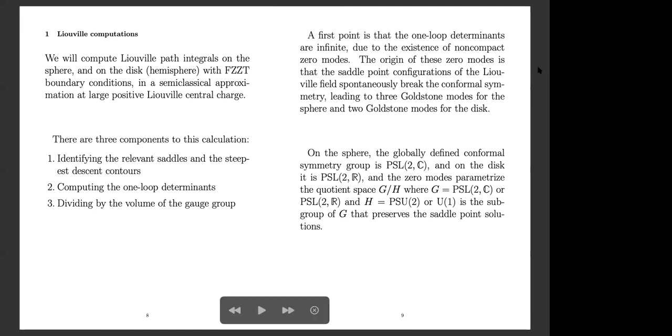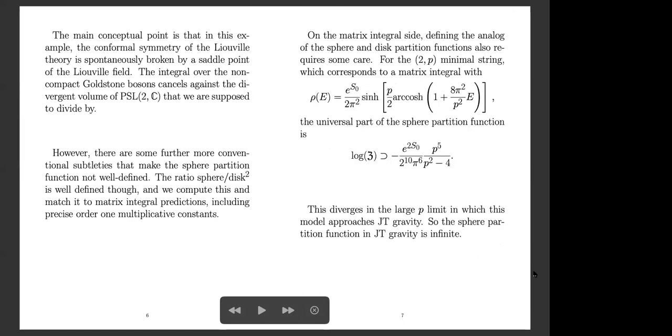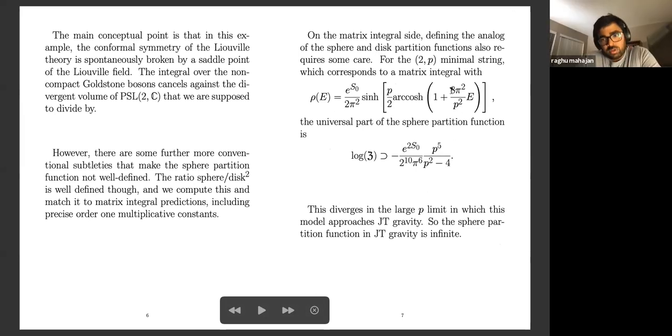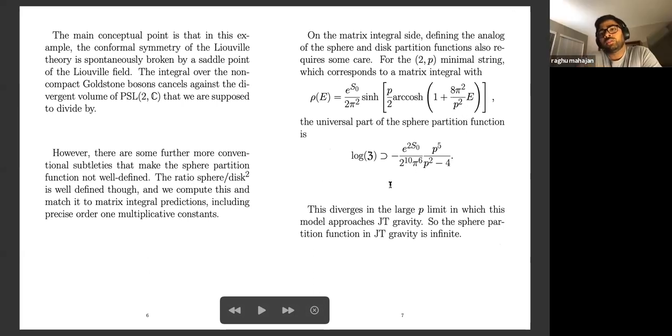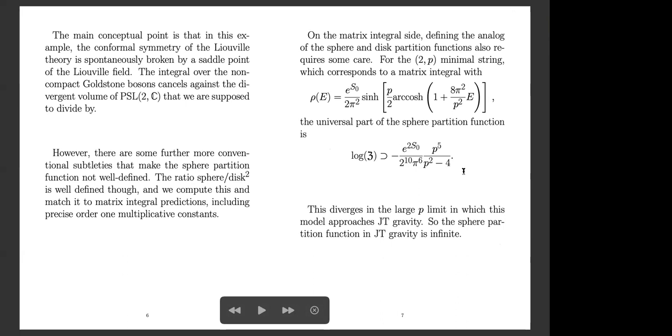I just had a quick related question. If I understood correctly, what you're saying is that the matrix integral is the one that shows this p to the 5 thing that you wrote divided by p squared. That's the matrix integral answer, right? And that's the one that in the large p limit diverges. Yes, but they will agree. So the matrix integral is what you've shown here, and that's the one that diverges.